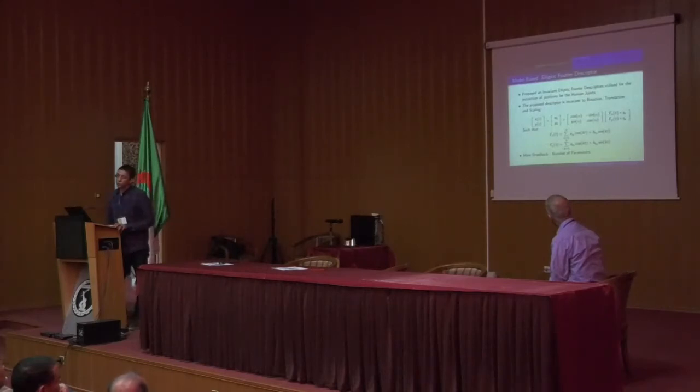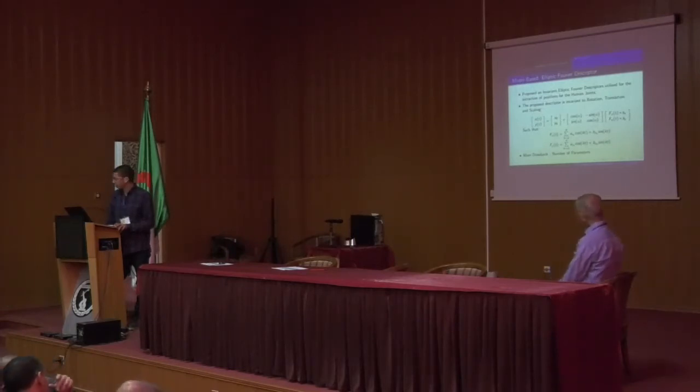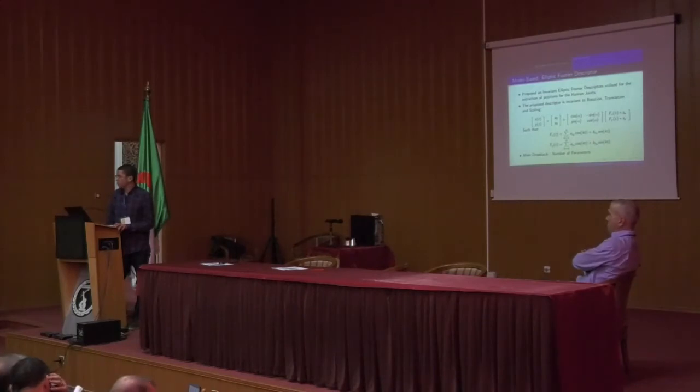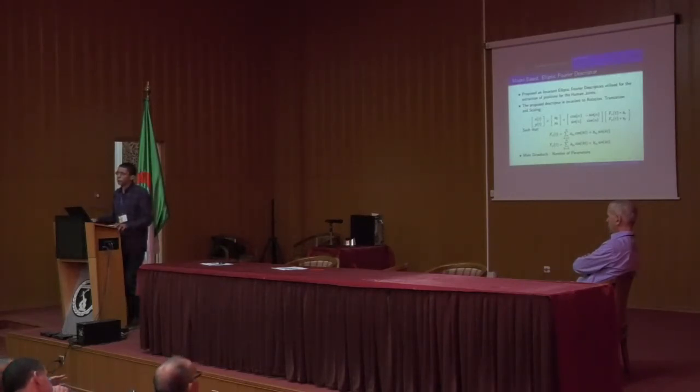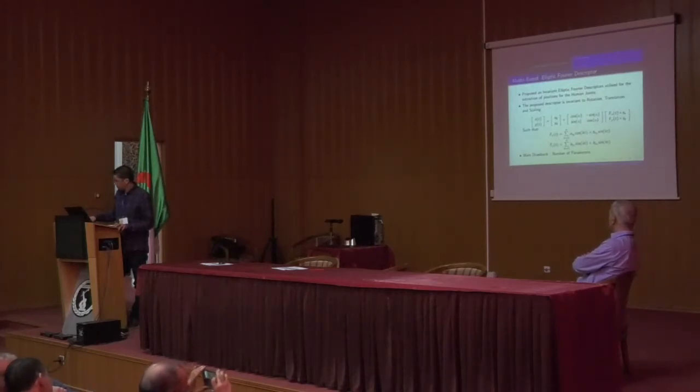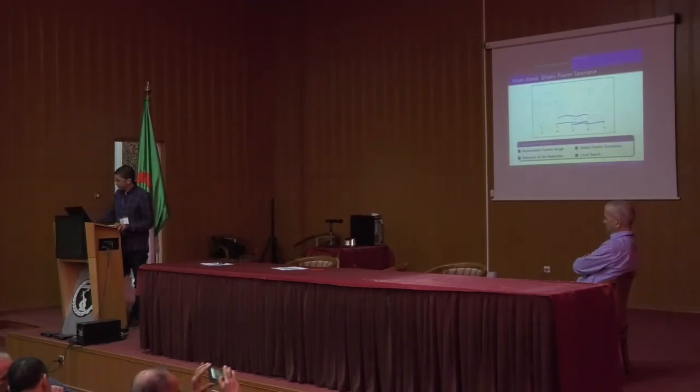The elliptic Fourier descriptor is basically just a mathematical formula to model shapes, or closed shapes here. There are a number of parameters that control the shape, and those are the mathematical equations. The main drawback of this modeling technique is the number of parameters. Five parameters is too much and requires a lot of computational resources.